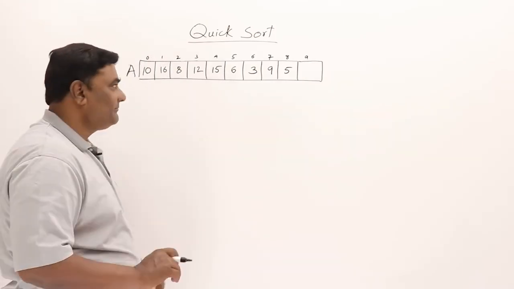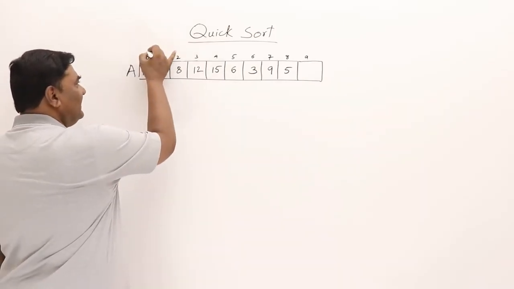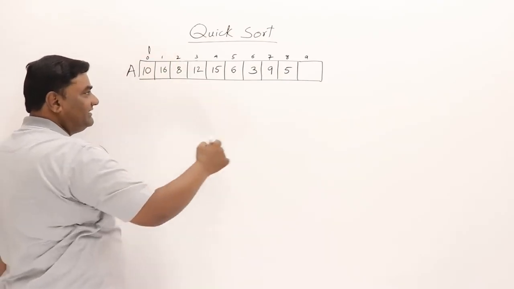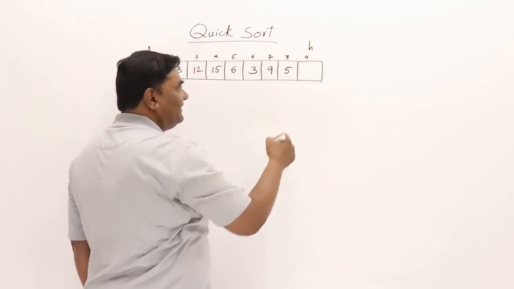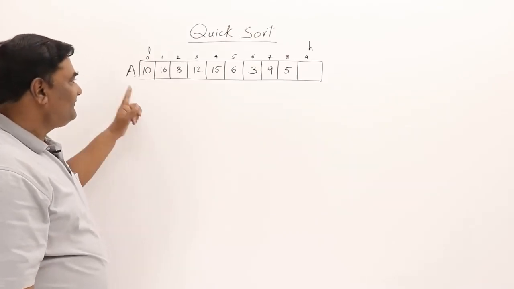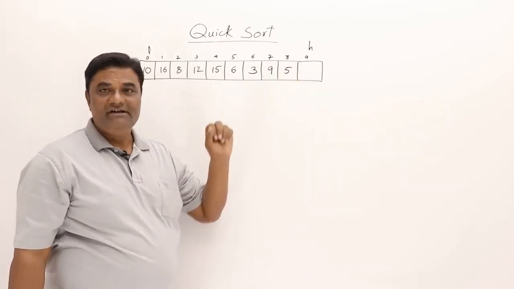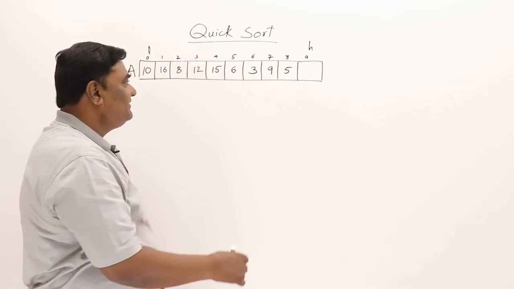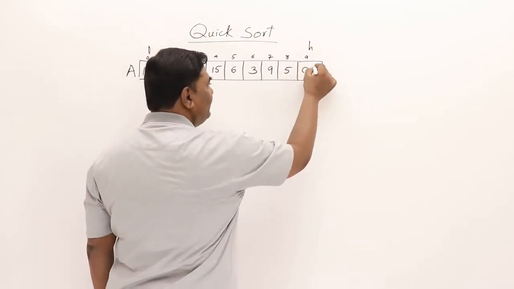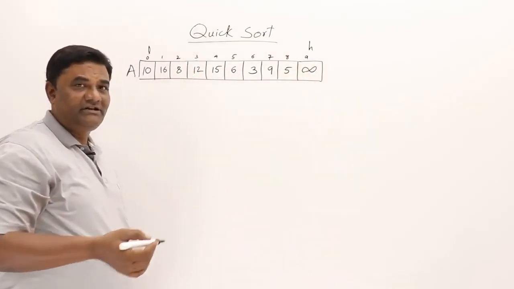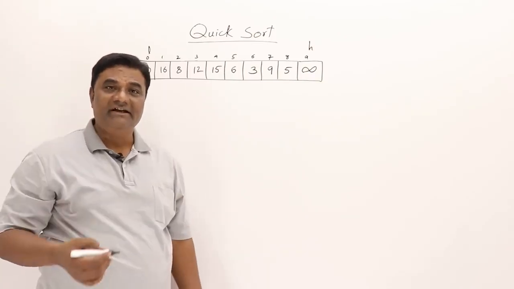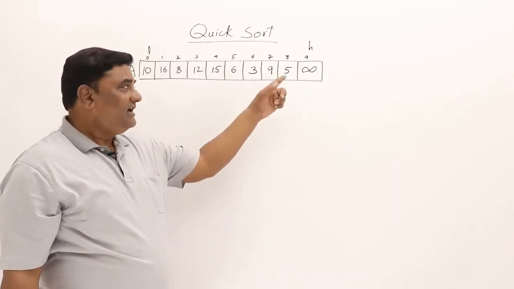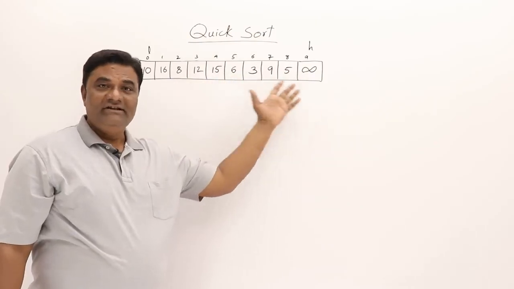So the initial setup is, this is L, low, that is the beginning of a list, and this is high, that is the end of a list. I have a total of 9 elements. This place is empty, I have taken it. Now I will add infinity here, that is the maximum number. Infinity is not defined in a computer, so we take some maximum integer. That will act as the end of the list.